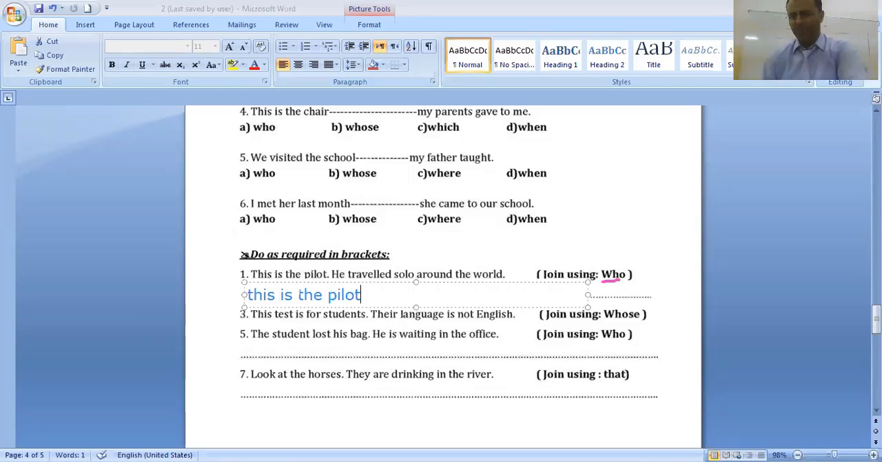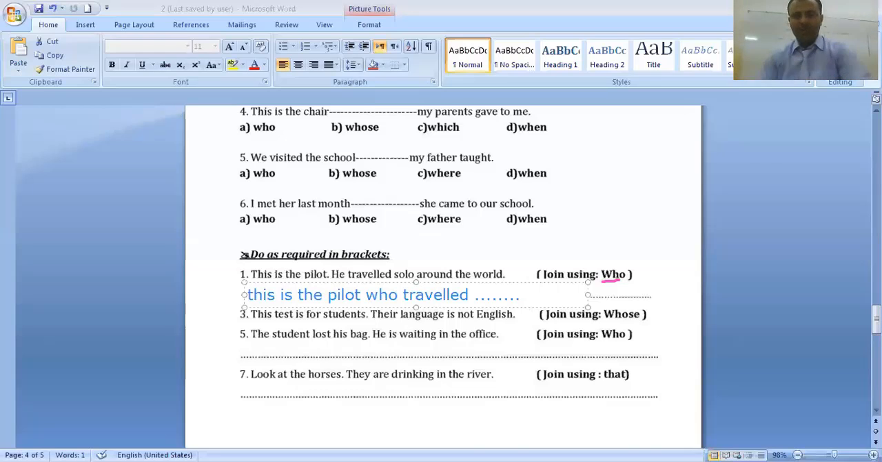Here, in the first sentence, I'm talking about the pilot. The two sentences are talking about the same person, the pilot. So the pilot has to be followed by who. Who traveled? Very good. Thank you, Khalid. Who traveled? And then we complete the rest of the sentence as it is. Okay? Thank you.